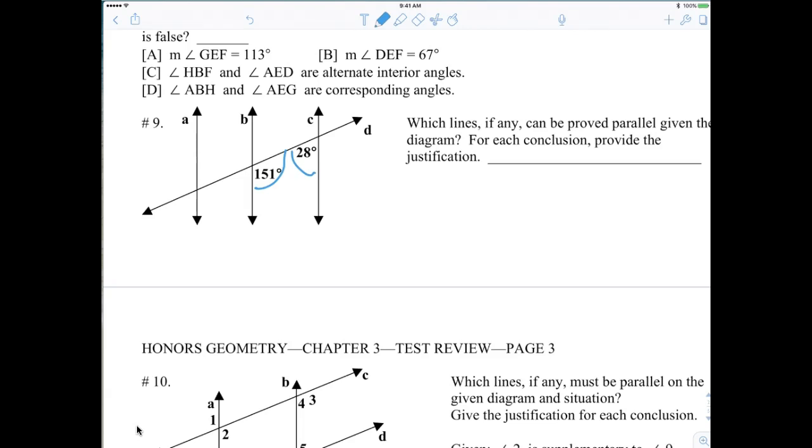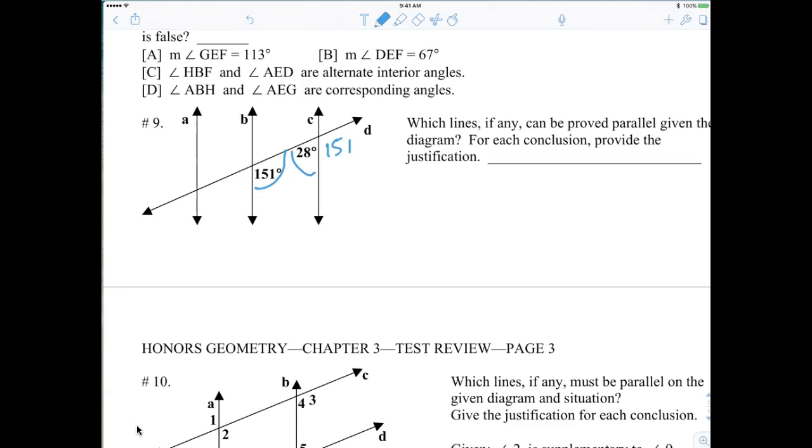If it was 151 and 29, then you could. Yes. Did you have something? I thought it had to be corresponding. Well, if I said this was 151, now you could say C and D are parallel, because those are corresponding, but we don't know anything about corresponding angles.